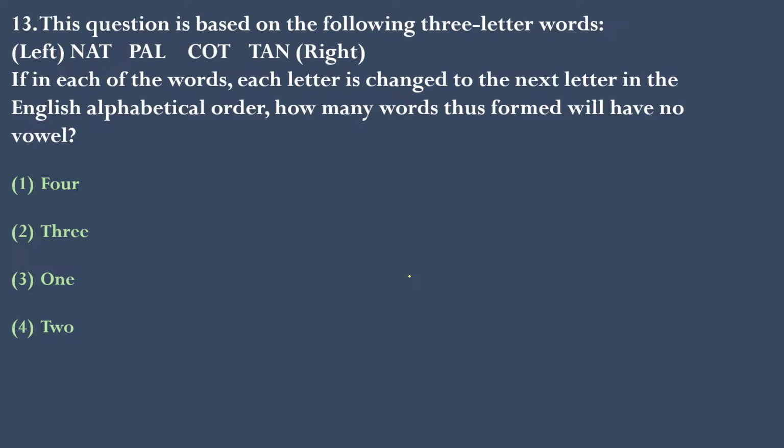See the question here. This question is based on the following three three-letter words: N, A, T, P, A, L, C, O, T, T, A, N. If in each of the words each letter is changed to the next letter in the English alphabetical order, how many words thus formed will have no vowel?